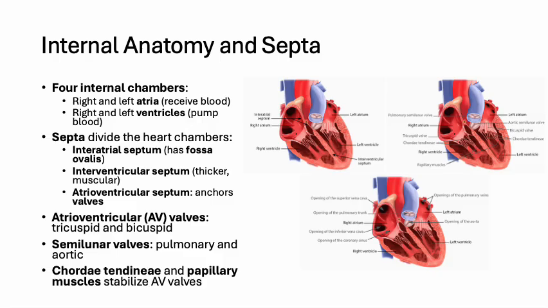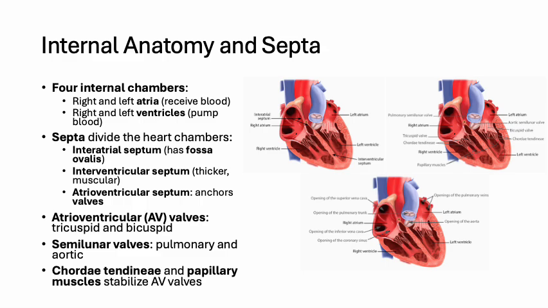To keep the blood moving in the correct direction, the chambers are separated by walls called septa. The interatrial septum divides the left and right atria. It contains a small depression called the fossa ovalis, which is the remnant of the fetal opening, the foramen ovale, that allows blood to bypass the lungs before birth. The interventricular septum separates the left and right ventricles. It's much thicker and more muscular because of the high pressure generated by the ventricles.